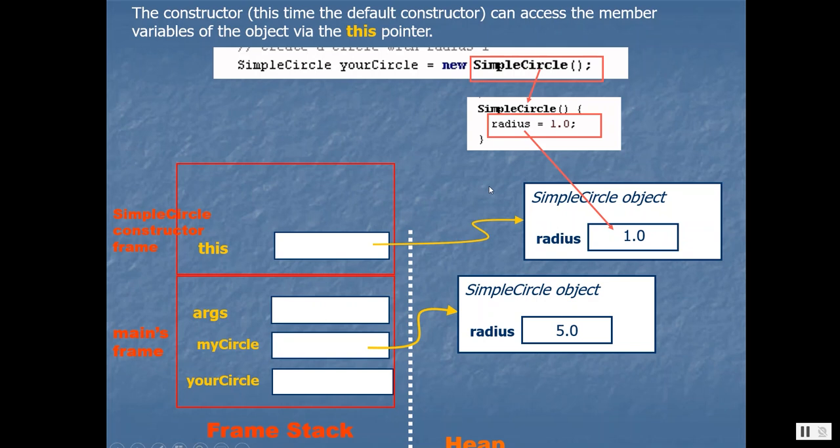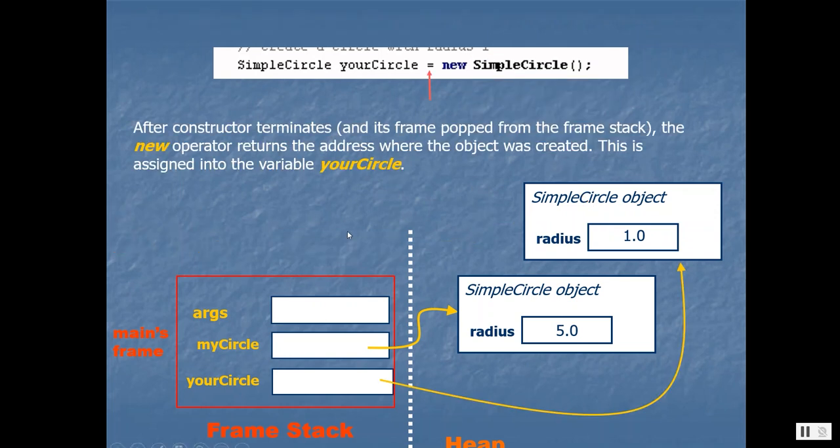And the constructor executes, it does its thing, it's popped off the stack, the new operator returns the result, and now your circle is pointing there. So my circle is pointing at the first object, and your circle is pointing at the second object. So we have two variables, local variables in main, each of which is a reference to a SimpleCircle object, and both of those objects are located in the heap. And one has a radius with 5, and the other has a radius with 1.